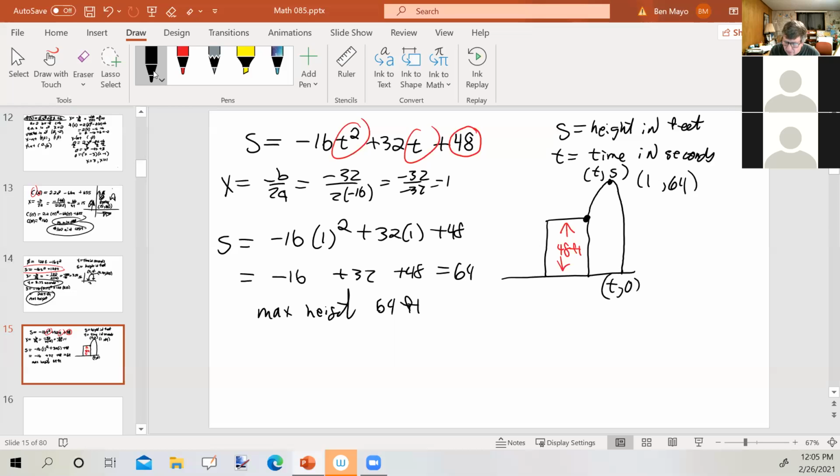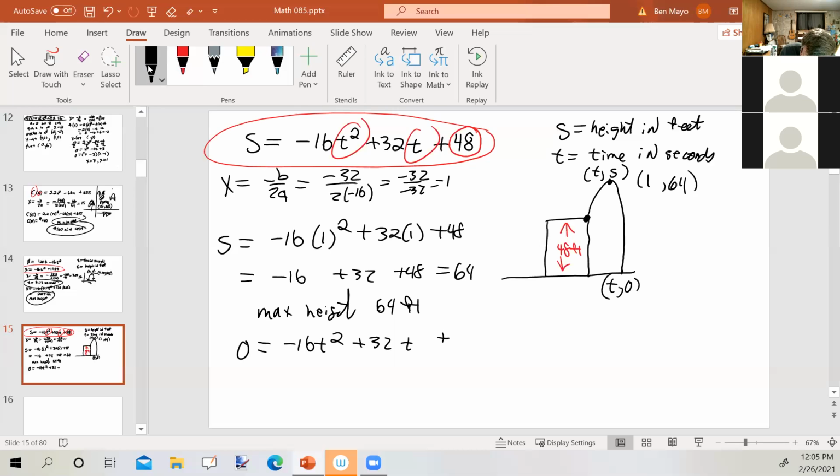Okay. So again, what is the height of the ball when it hits the ground? It's 0. So we're going to take this formula and we're going to put 0 in the place of S. So at what time was S equal to 0? Oh, but now we've got it in a form where we could either factor it or use the quadratic formula. Okay, I'm actually going to reduce it down first.